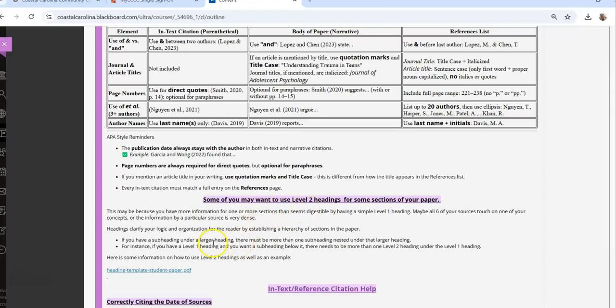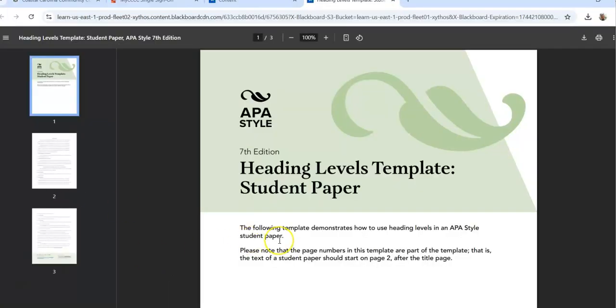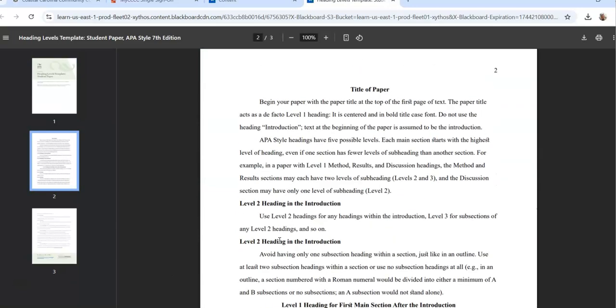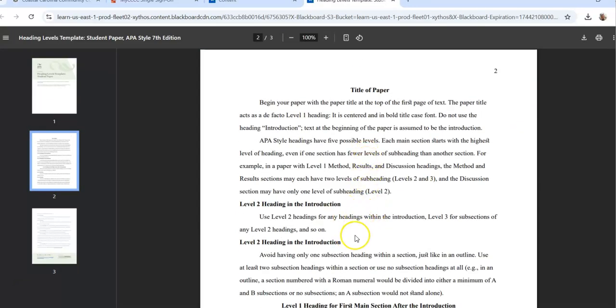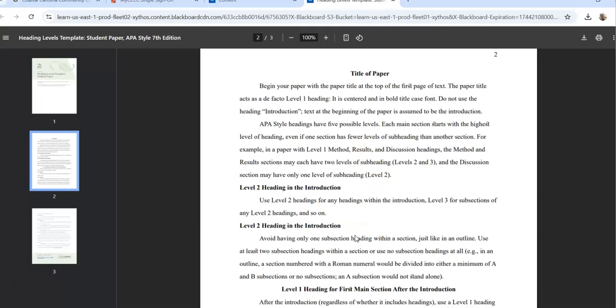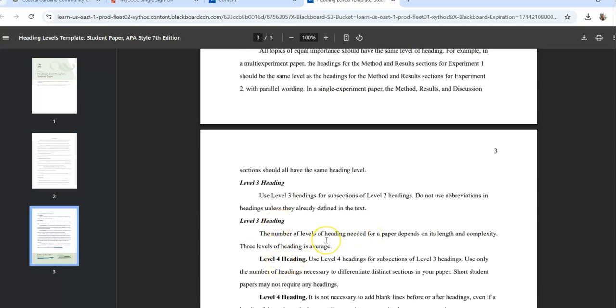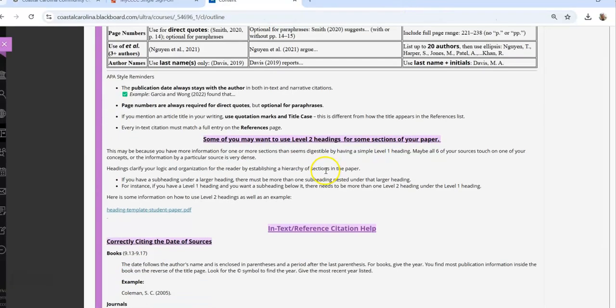If you want to know how the different level headings look for APA and how they're used, I include this informational guide by APA. You should look at this. It gives you all of the level headings and how you would use them for APA. This is a level 1 heading, level 2 heading, there are level 3 headings, so if you think you have so much information that it's hard to organize, read this handout and try to follow along.